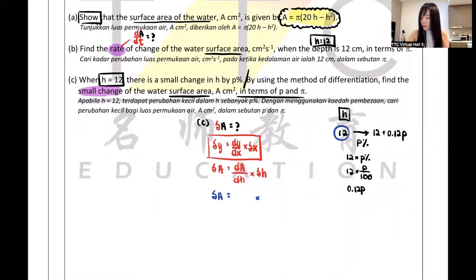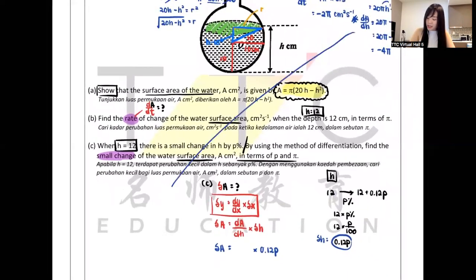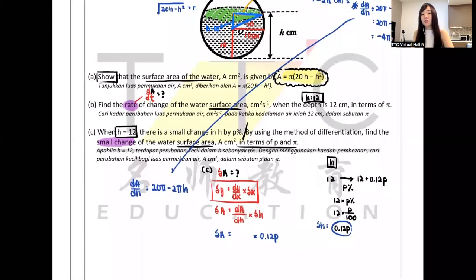Your H from 12 becomes 12 plus 0.12p. Isn't it your delta H is 0.12p? I think you guys already have this. Then how about your dA/dH? Just now you already did the differentiation, so I just copy from the top. Okay? So guys, my dA/dH is 20 pi minus 2 pi h.